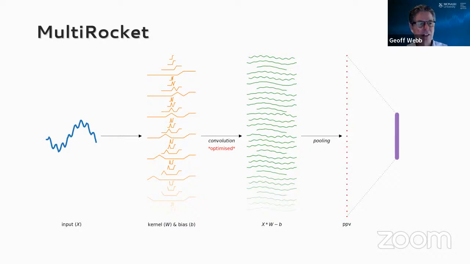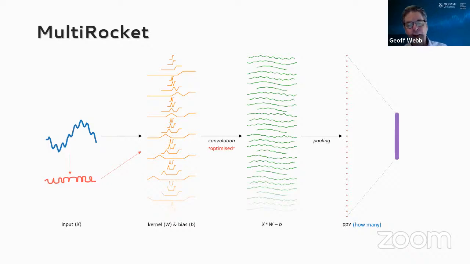I want to finally present the third variant system called MultiRocket. So here I'm showing the same architecture as Rocket. MultiRocket adds a transform onto the input series. So it takes the first derivative of the input series and also applies the convolutional filters to the transform series. And then it also adds multiple pooling operators.